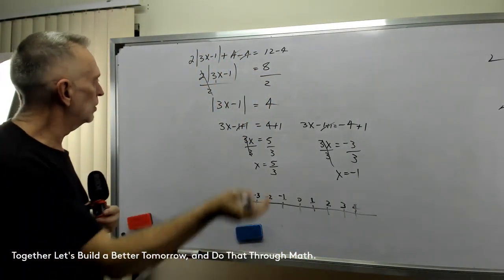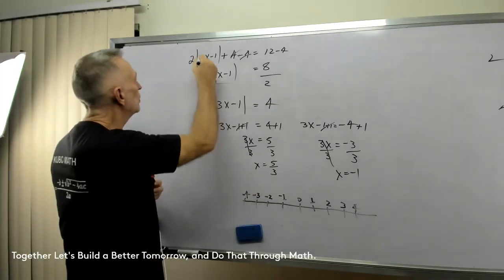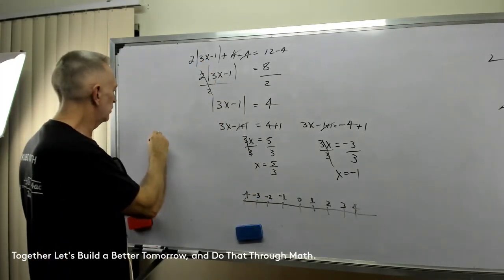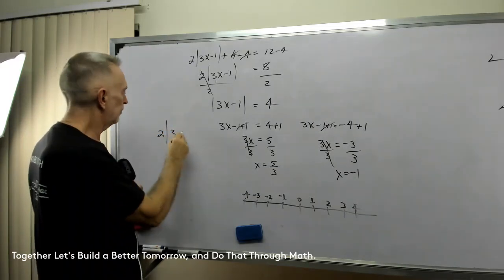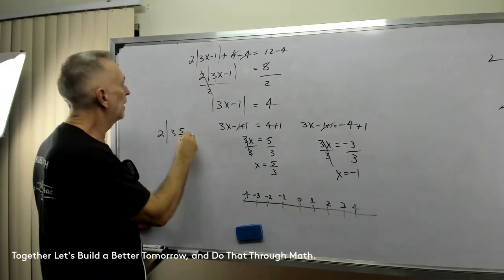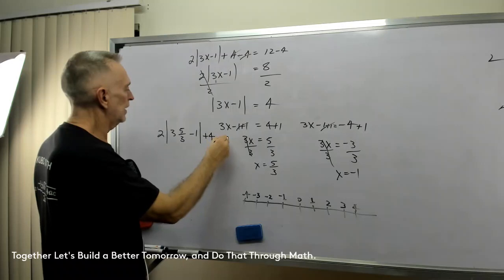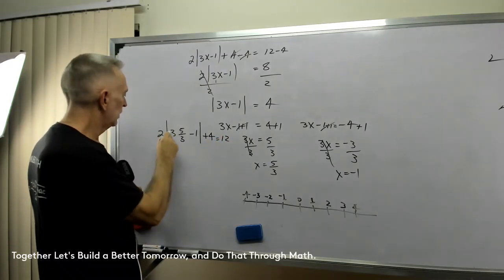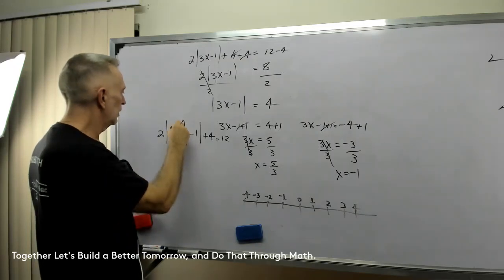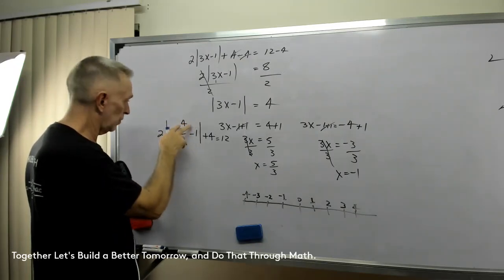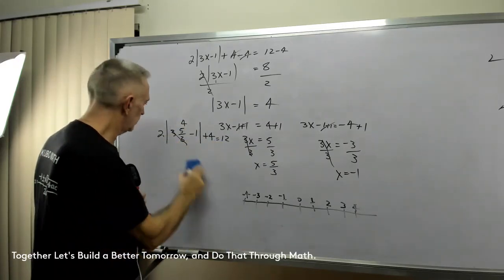Now, let's plug those guys back in, see what happens. Well, we've got, I'll write that right here, 2 times the absolute value of 3 times 5 over 3 minus 1 plus 4, and they're saying that equals 12. So these cancel. 5 minus 1 is 4. Absolute value of 4 is 4. 2 times 4 is 8. 8 plus 4 is 12. All right, so that one's good.